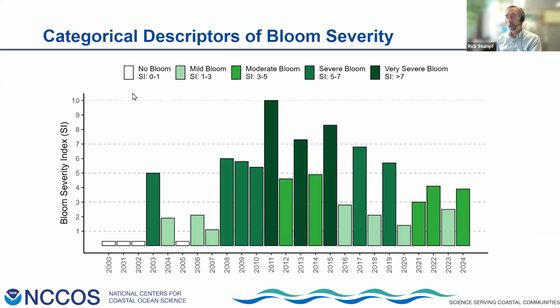Just to show it a little different way, and right now we have at least a descriptor of how the blooms are. If we're up to about a 3, we'd call this a mild bloom. And of course, a couple of these years are right at that 3 level. 3 to 5 is a moderate bloom. 5 to 7 is severe, and then very severe is greater than 7.